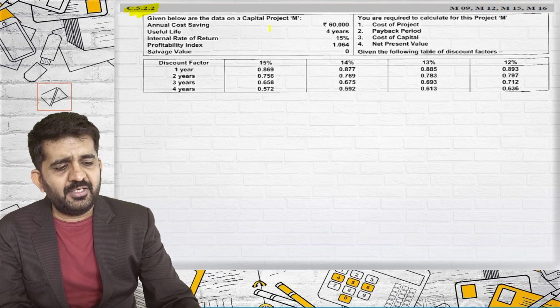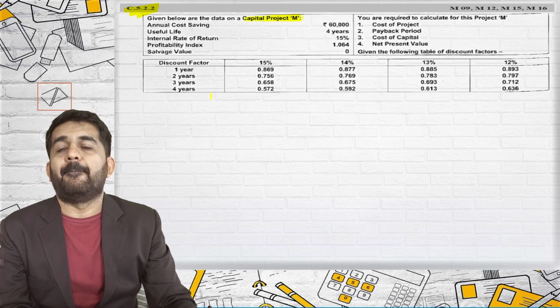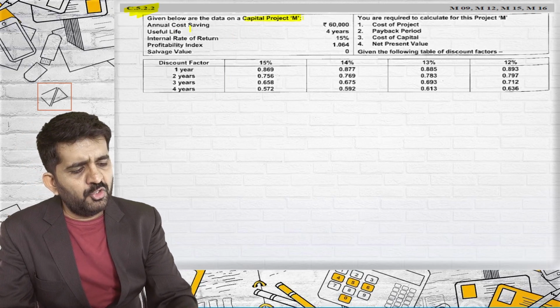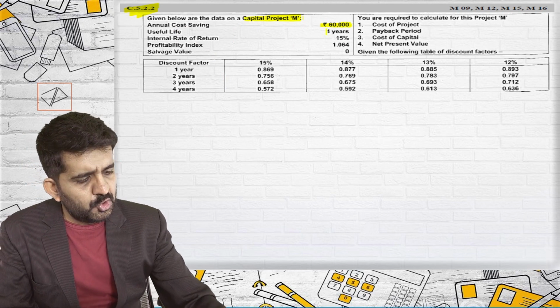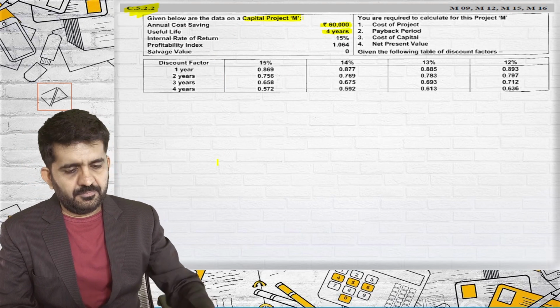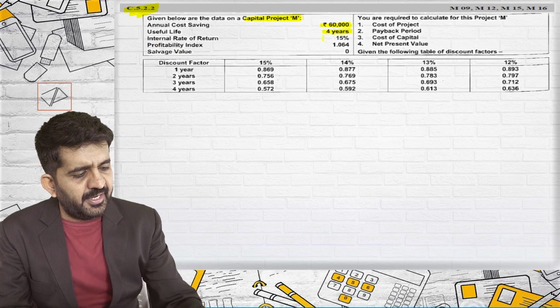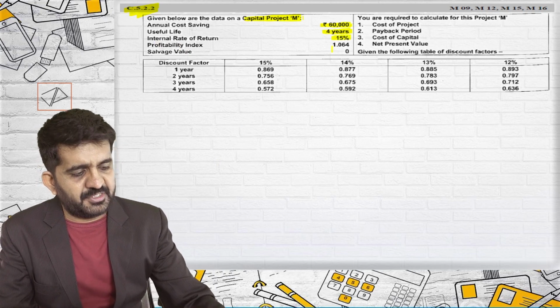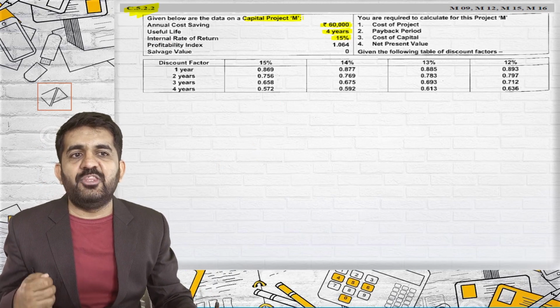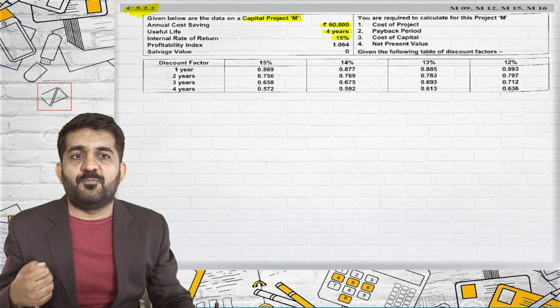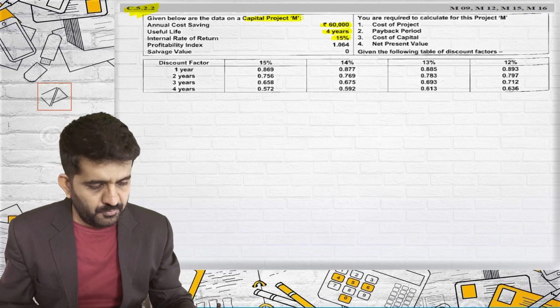Given below are the data of capital project M. Annual cost saving is 60,000. Useful life is 4 years. Internal rate of return is 15%. So you save annually 60,000 rupees for 4 years. This is your cash inflow.